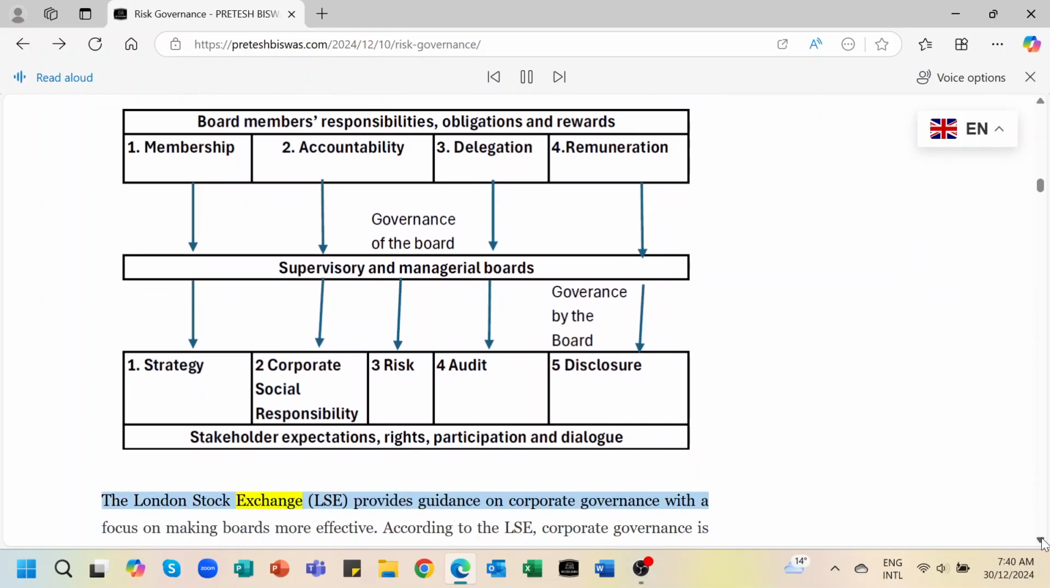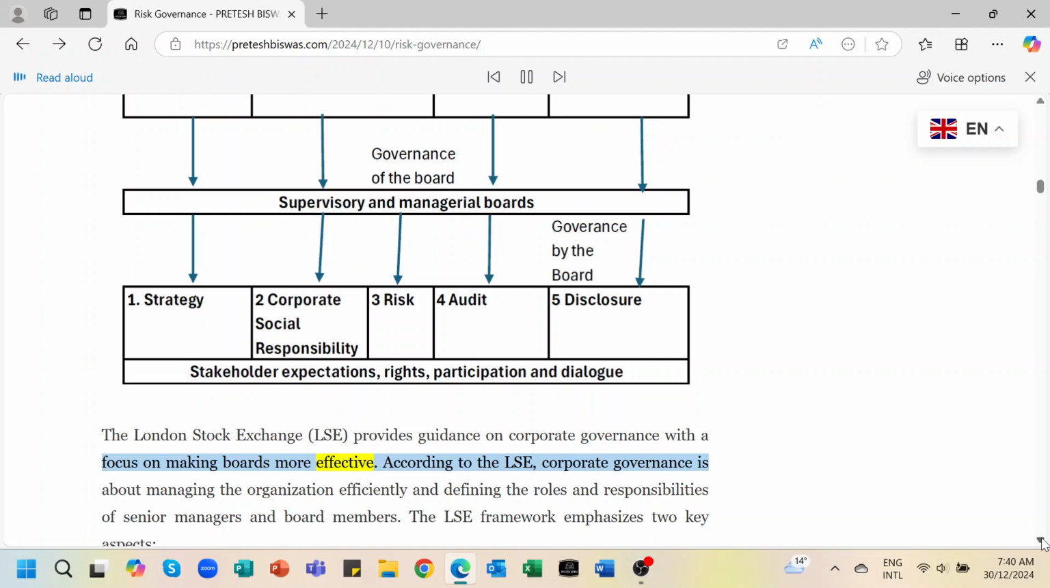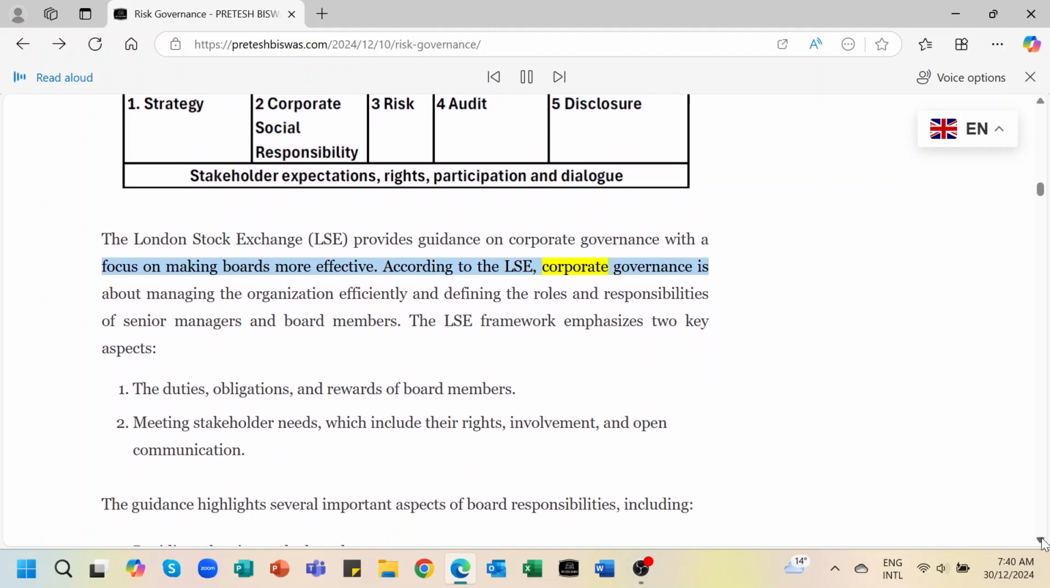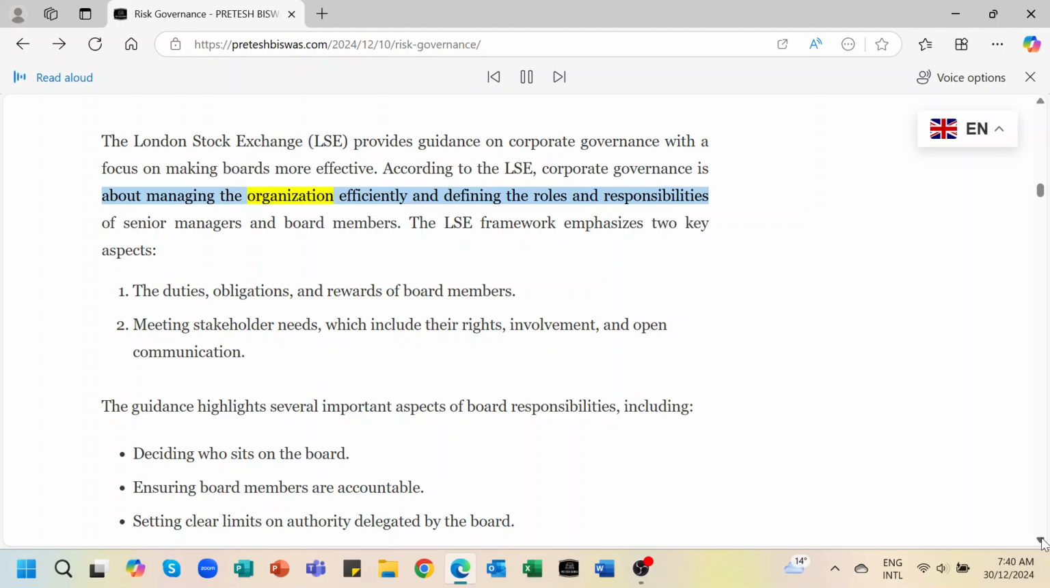The London Stock Exchange, LSE, provides guidance on corporate governance with a focus on making boards more effective. According to the LSE, corporate governance is about managing the organization efficiently and defining the roles and responsibilities of senior managers and board members. The LSE framework emphasizes two key aspects: the duties, obligations, and rewards of board members; and meeting stakeholder needs, which include their rights, involvement, and open communication.